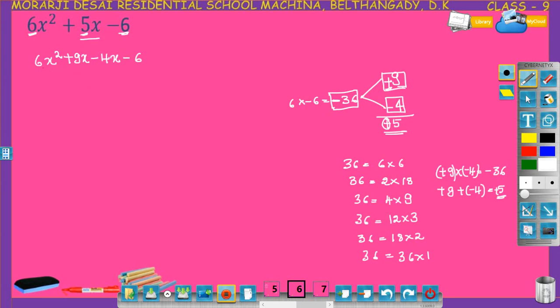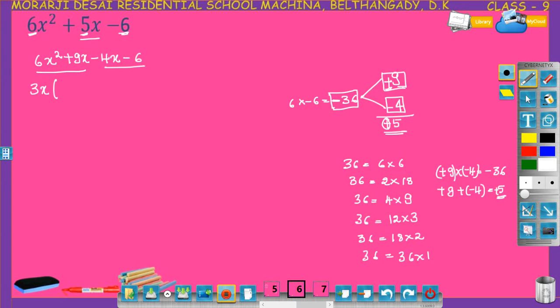Now grouping 6x square and 9x, here minus 4x minus 6. 6 and 9 are divisible by 3. X square and x, common term is x. So 6x square and 9x, common factor is 3x.